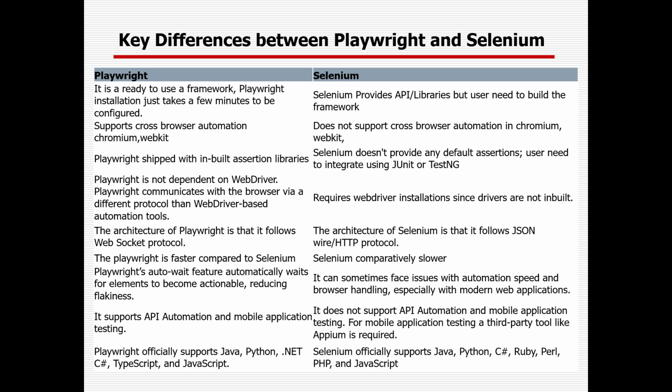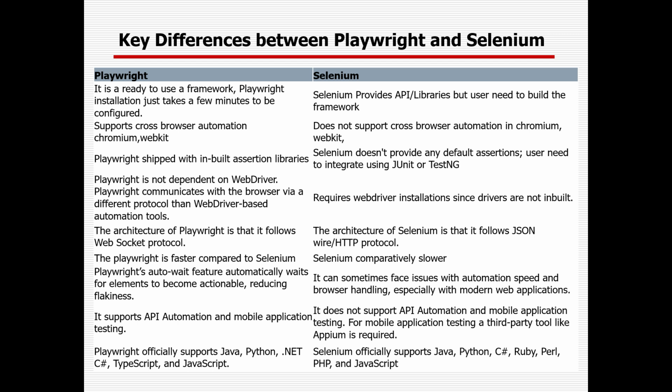Playwright's auto-wait feature automatically waits for elements to become actionable, reducing flakiness. Whereas Selenium can sometimes face issues with automation speed and browser handling, especially with modern web applications. Playwright supports API automation and mobile application testing, whereas Selenium does not support API automation and mobile application testing. For mobile application testing, a third-party tool like Appium is required with Selenium.